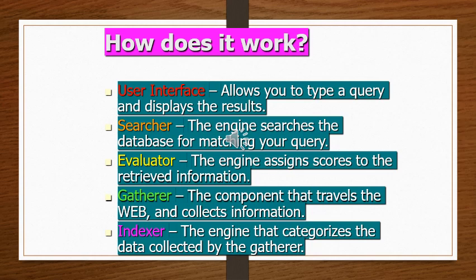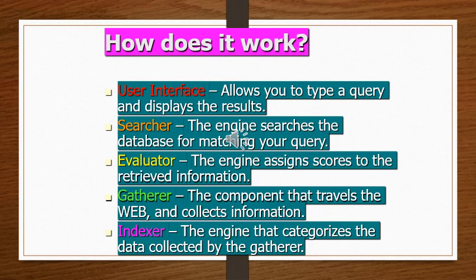The next after the searcher is the evaluator, which returns a set of URLs that match your query. Not all the hits equally match your query. The more references to the page, the higher the ranking of the page. It will also calculate the relevancy score, which varies from one engine to another: the number of times the query word appears, whether the query words appear in the title, and in the meta tag.